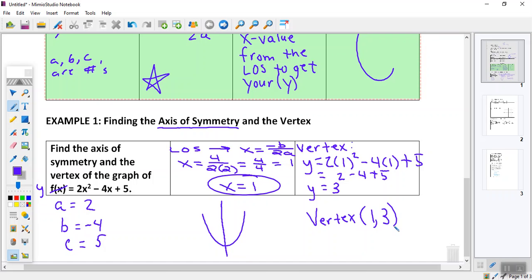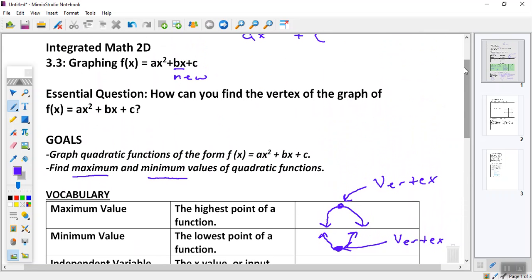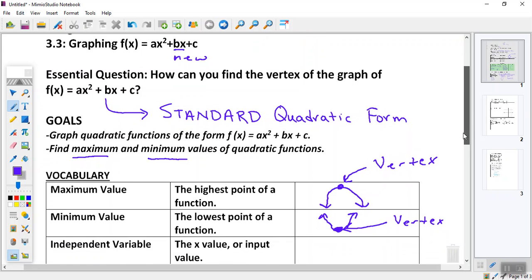Yeah, and I probably should allude to this right here. I'm going to go back to the very top here. This form right here, ax squared plus bx plus c, you might want to write this down. This is known as standard quadratic form. In fact, everything we've done has been standard form. We just didn't have a b value all the time, and we didn't have a c value all the time. So it's written as standard quadratic form.